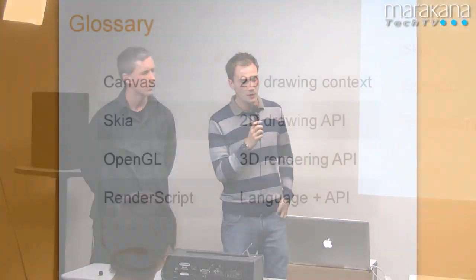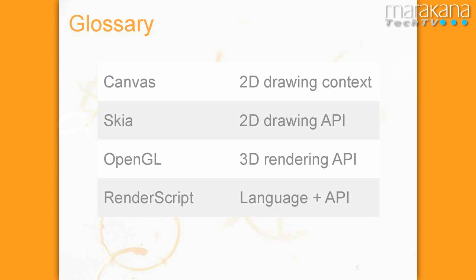So before we get started with the fancy diagrams, I need to explain a few keywords that are related to the Android platform. So when we talk about canvas, we're talking about a 2D drawing context. The canvas is an object that you use to draw on screen or that you use to draw into an off-screen bitmap. Skia is the name of our 2D drawing API. So if you're familiar with Swing, for instance, you might have used Java 2D in the past. Skia is our equivalent of Java 2D. You will also find it under the name SGL for Skia Graphics Library. It's the exact same thing.